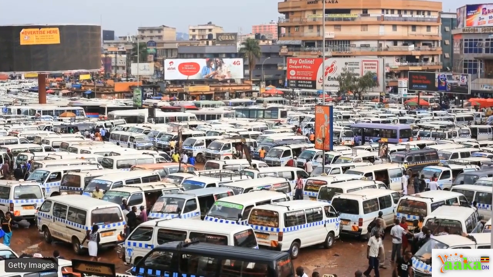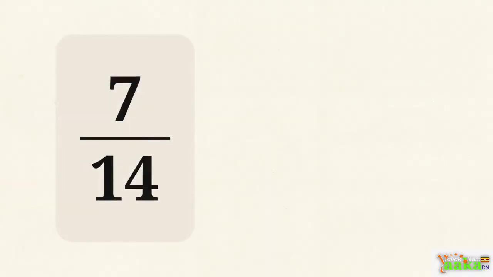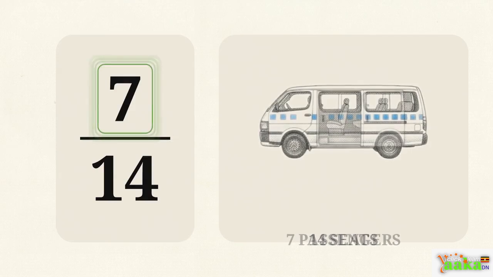Fractions have 2 parts. Think of a taxi in this crowded Matatu park. The denominator is the bottom number. It tells you the taxi's total capacity, like 14 seats. The numerator is the top number. It tells you how many passengers are currently inside.